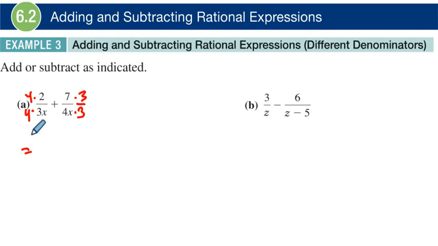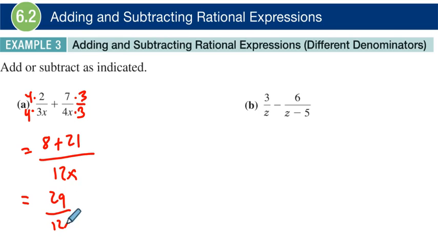When we do that, 4 times 2 is 8, and 21, all over our common denominator of 12x. So we have 29 over 12x. And there we go. Sweet.